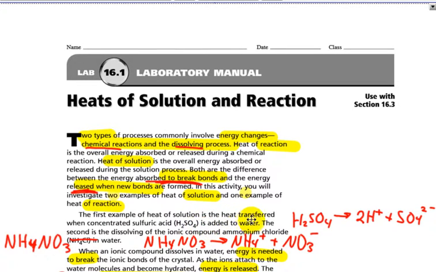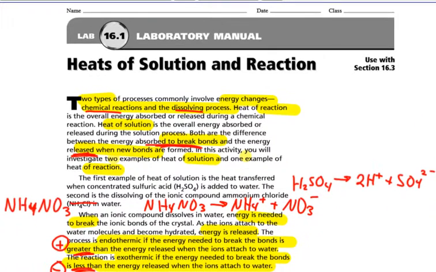First example of heat of solution is the heat transferred when concentrated sulfuric acid is added to water. The second is the dissolving of an ionic compound, ammonium chloride, in water. We're going to use ammonium nitrate though, since I don't have any ammonium chloride. It's very similar. So when we dissolve ammonium chloride, it breaks off into ammonium ions and nitrate ions. If we're looking at dissolving sulfuric acid, it breaks up into H pluses and SO4 2 minuses.